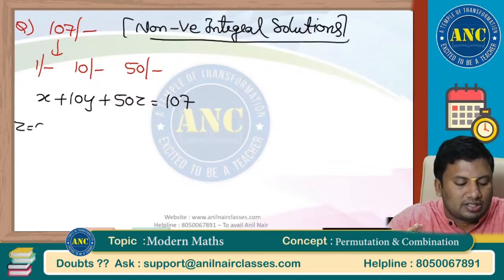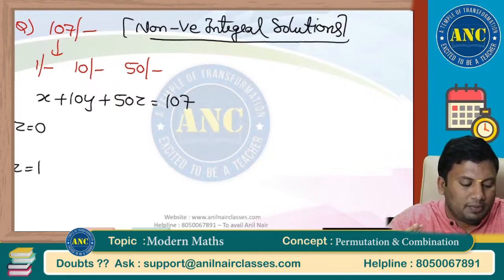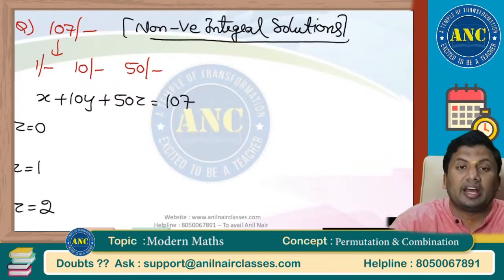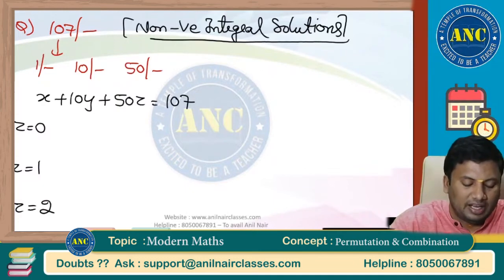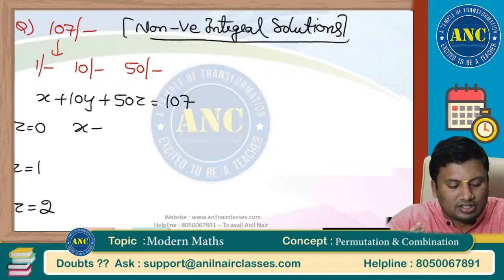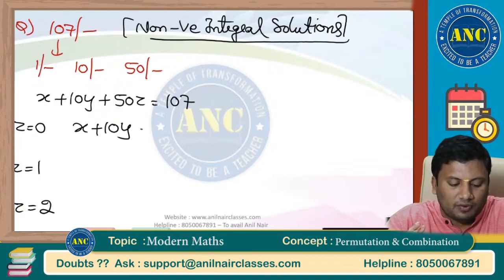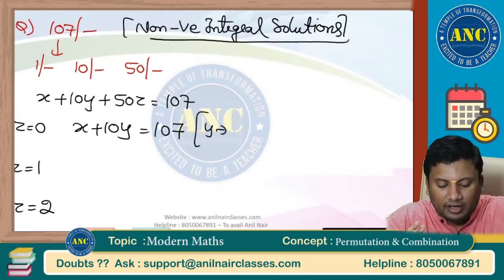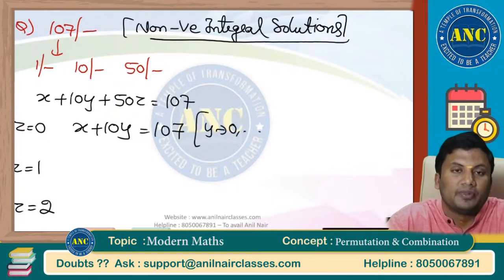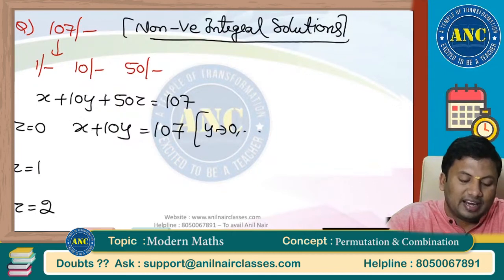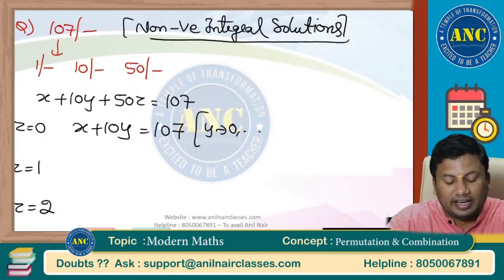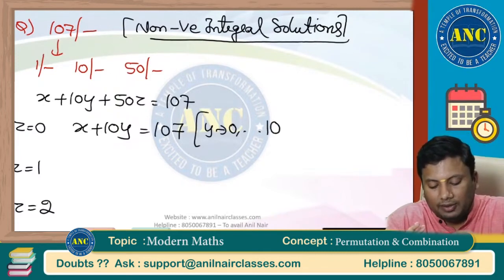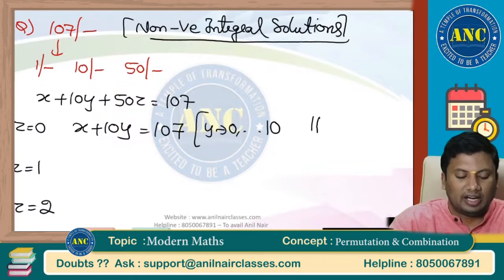That means z can be 0, z can be 1, z can be 2, z cannot be beyond 2. z is 3, 107 minus 150, I will get negative. z is 0, x plus 10y equals 107. Now you only tell me, y value can start with 0. If it is 11, 11 tens are 110, I will get x value negative. So y will be from 0 to 10, total 11 values.